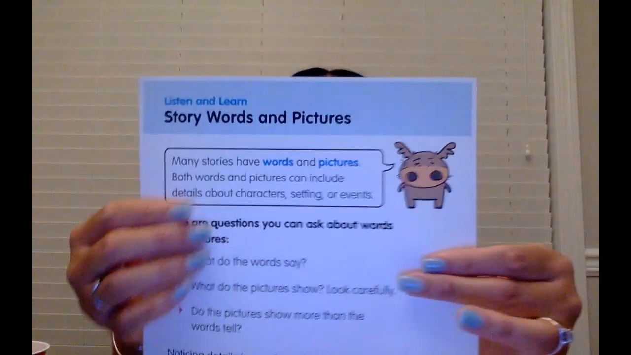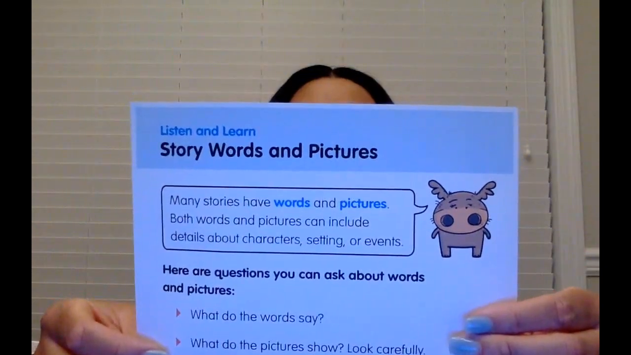Okay, boys and girls, let's look at your iReady Reading Workbook assignment. For Mice and Beans, we will do parts 3 and 4 in your iReady Workbook. Before we get to those 2 pages, let's review your introduction to story words and pictures.